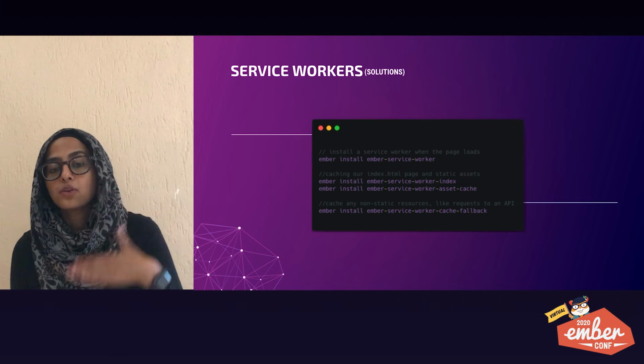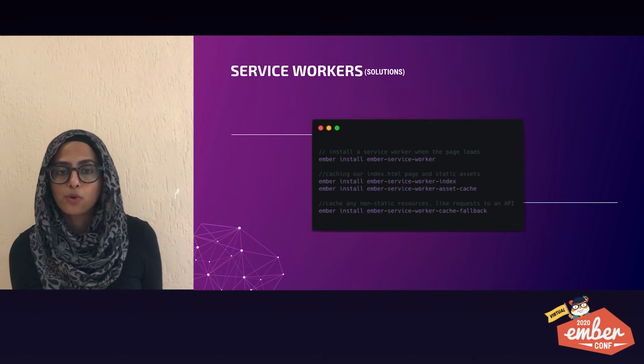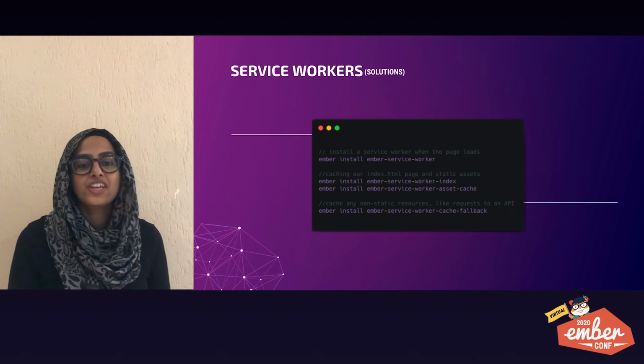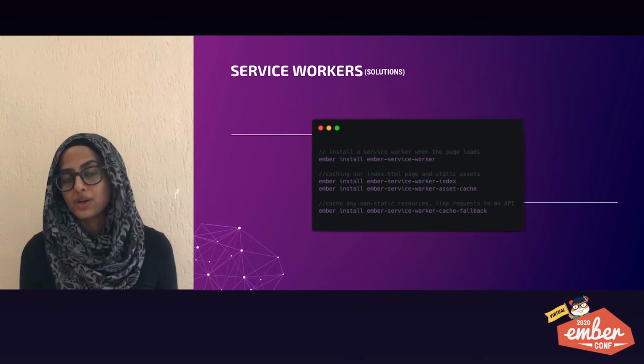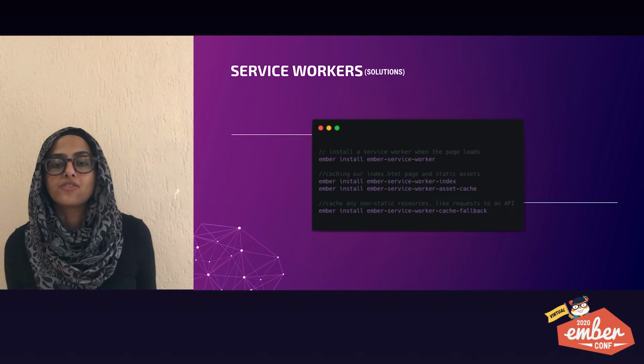Then we can take it even one step further, where we can install ember-service-worker-cache-fallback, which then caches any non-static resources, like requests to the API. And just like that, our service workers would be up and running.